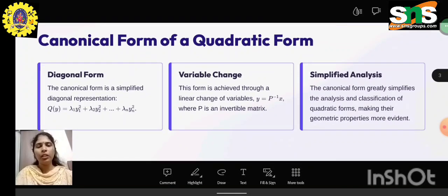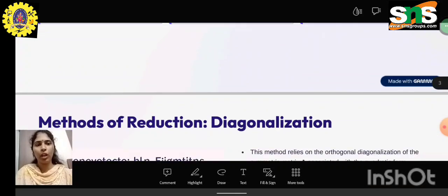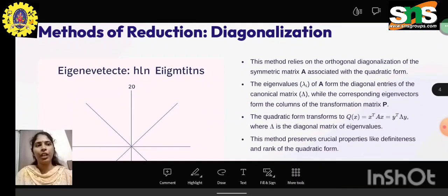The canonical form is a simplified diagonal representation. Q of y is equal to lambda 1 y1 square plus lambda 2 y2 square plus etc. up to lambda n yn square. Next is variable change. This form is achieved through a linear change of variables y equal to P inverse x, where P is an invertible matrix. Next is simplified analysis. The canonical form generally simplifies the analysis and classification of quadratic form, making their geometric properties more evident.